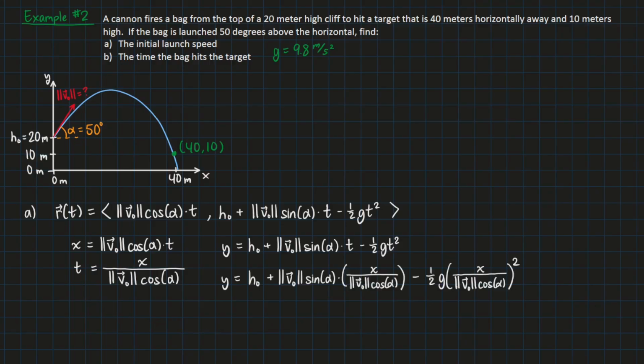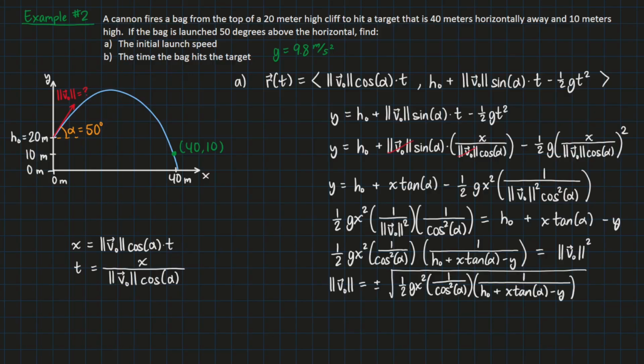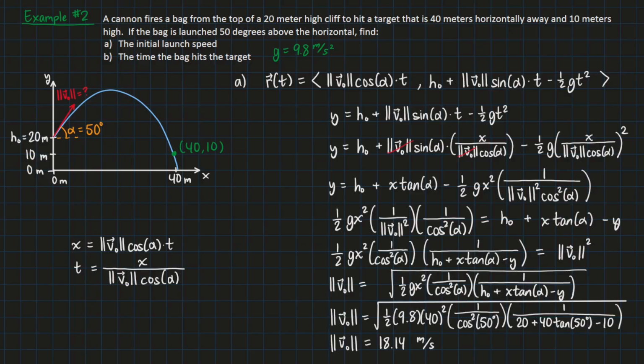Now we have the equation with one unknown, that is the magnitude of v0, which is what we're trying to find. Now I'm going to simplify and rearrange some terms. These will cancel out, and the sine of alpha over the cosine of alpha would give the tangent of alpha. And then I'm going to square the terms in this parentheses and pull the x squared out. Now we want to isolate for the initial speed. And then by square rooting both sides of the equation, we have a plus or minus. Speed can't be negative, so we'll take the positive value. Now, after we plug in the values, we'll get that the initial speed is approximately 18.14 meters per second.